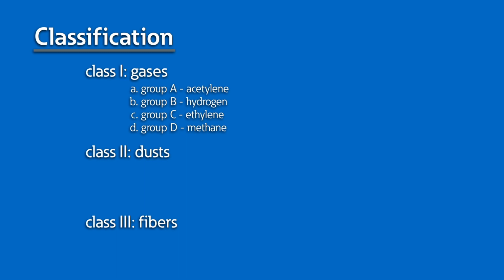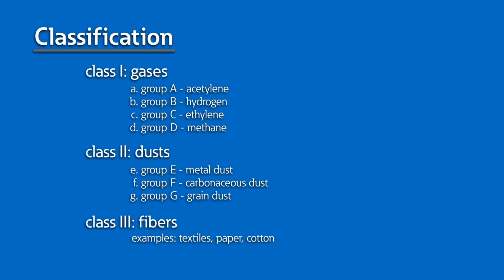Class 2 atmospheric hazard is reserved for combustible dust, which are grouped based on combustion characteristic. Group E is for metallics such as aluminum. Group F covers carbonaceous dust like coal or coke. Group G is organic elements, sugar and starch, for example. Class 3 covers locations where combustible fibers or flyings are present. Some examples include industries that work with textiles, paper, or cotton.